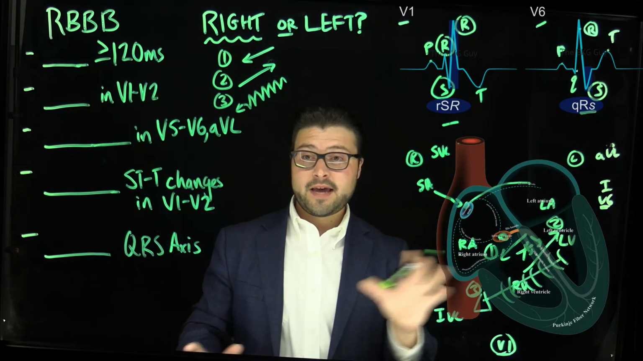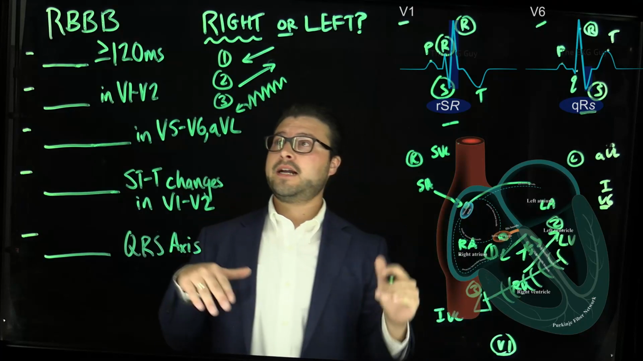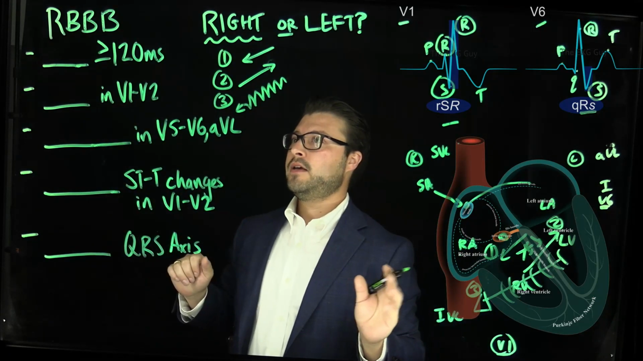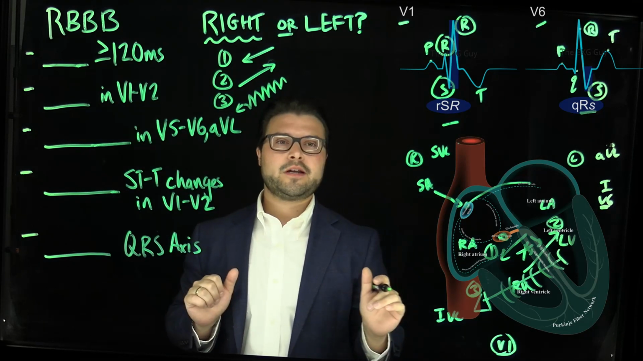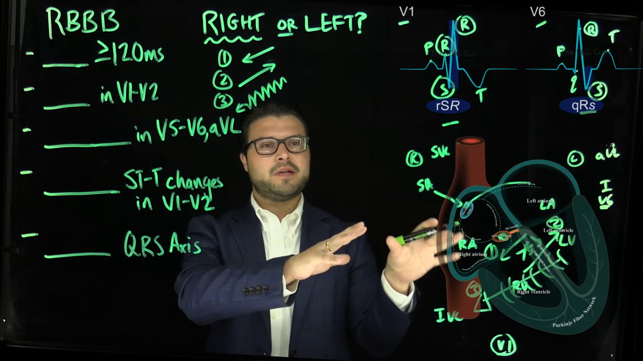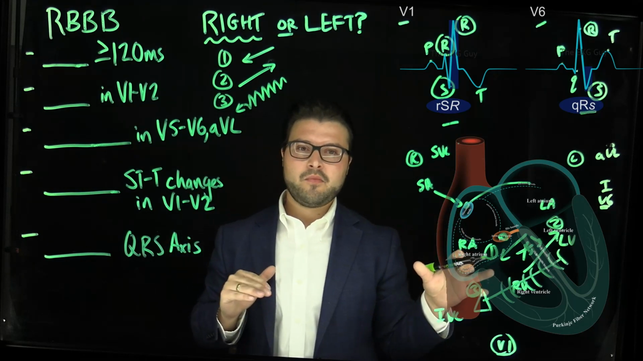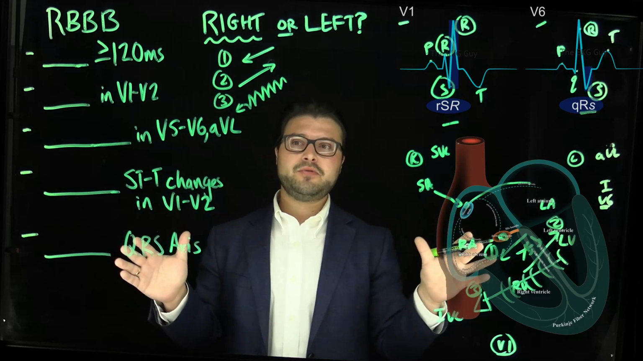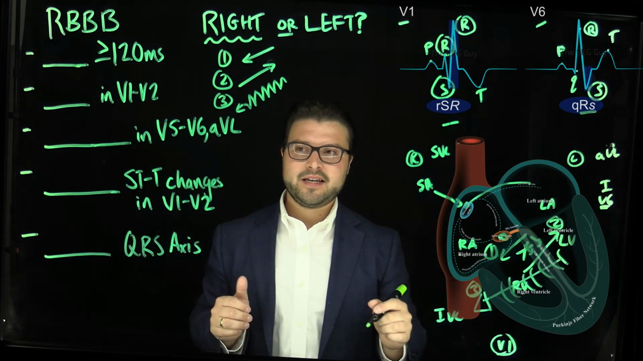Okay, so hopefully that makes sense. So let's just recap some of the findings so you can have them written down and in your toolbox and ready to go. Again, this is a characteristic right bundle branch block. Not all of them present the same way, and there are a lot of caveats, but you want to know what to expect first, and then we can start getting into all the nuances.